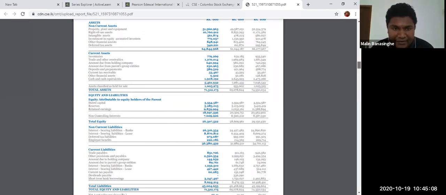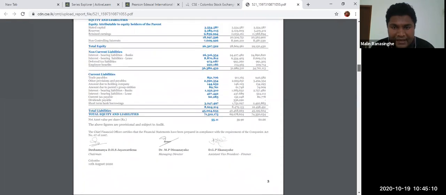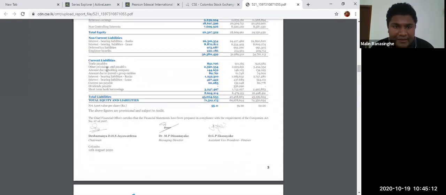Look at the current liability corner. You can see current liability: trade payable, other payables, current tax payable, dividend payable, everything. This year they are not going to pay any dividend. You can see zero, a dash. Last year they released 336 million in dividends, guys.